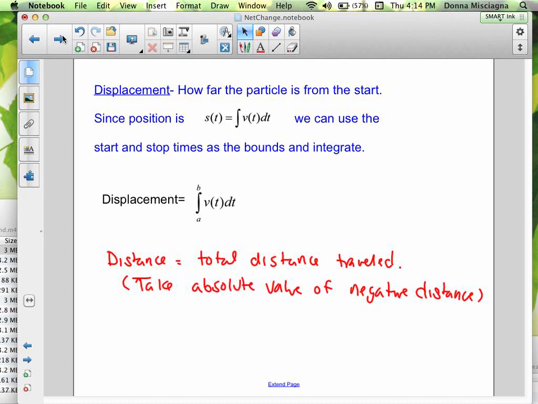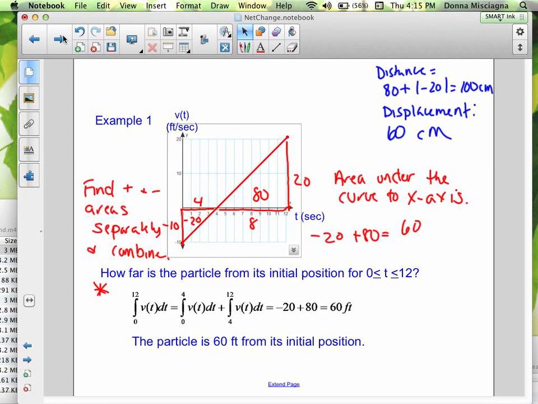So since position, S of t, is just the integral of v of t dt, we can use the start and stop times as the bounds and integrate, and that gives us the change in position. So if we integrate the velocity, we find the total change in position for a specific time interval. If you want total distance traveled, you're going to have to figure out when it's going in the negative direction and take the absolute value of those negative distances. Okay? So you have to figure out where your velocity is going to be negative.